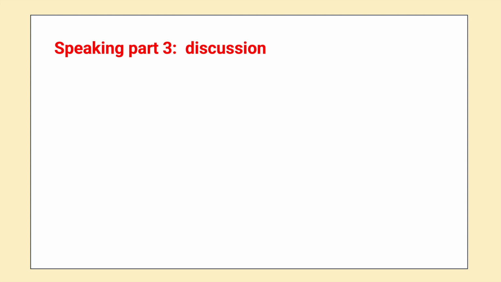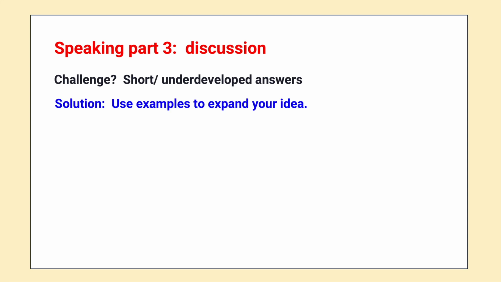The biggest challenge is the answers are too short, often underdeveloped, incoherent answers. Remember, in speaking part 1, we needed 2 to 3 sentences, and in part 3, I would say you would need even longer, 5 to 7 sentences. So what is the solution? This is very similar to writing task 2. In writing task 2, you are writing down your answers, and in speaking part 3, you are saying your answers. The challenge is short, underdeveloped ideas, and the solution is to use examples to support your ideas.